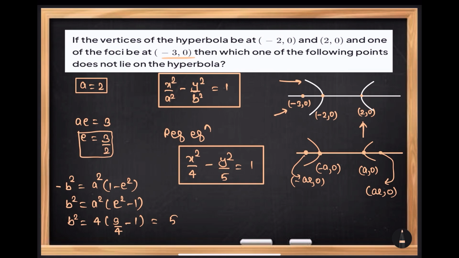Now what we will do, we will go through the options, and the points which satisfy the equation we will reject, because we want the points which do not lie on the hyperbola. Okay, I hope the idea is clear.